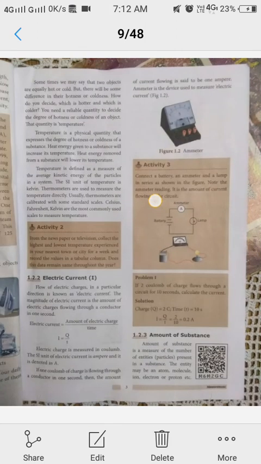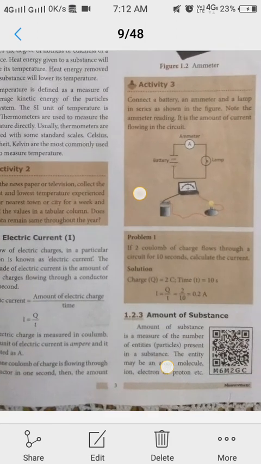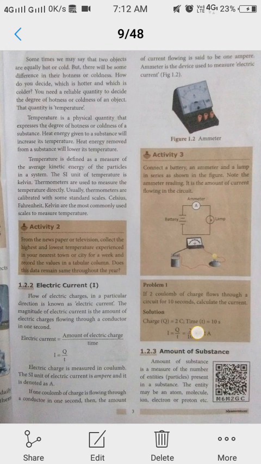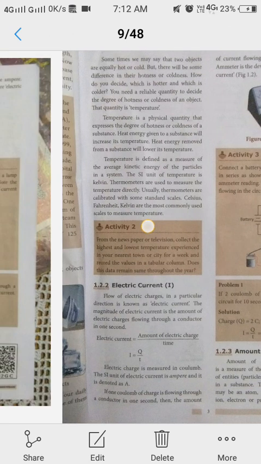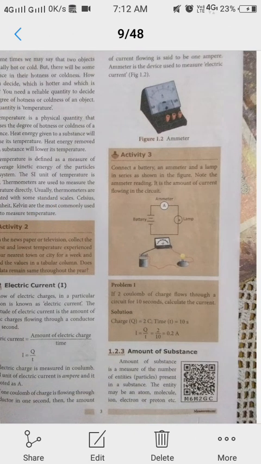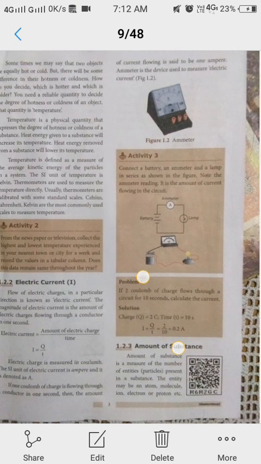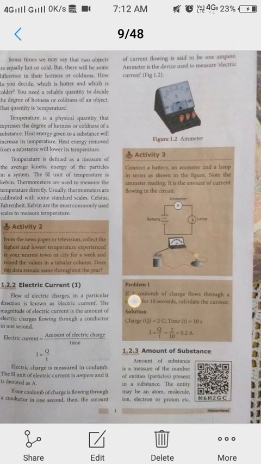The next one, amount of substance. How will you measure the amount of substance? Otherwise, define amount of substance. What is amount of substance? Amount of substance is the measure of the number of entities in the substance. Entities means particles. What are the particles? The particles may be atoms, molecules, ions, electrons or protons.